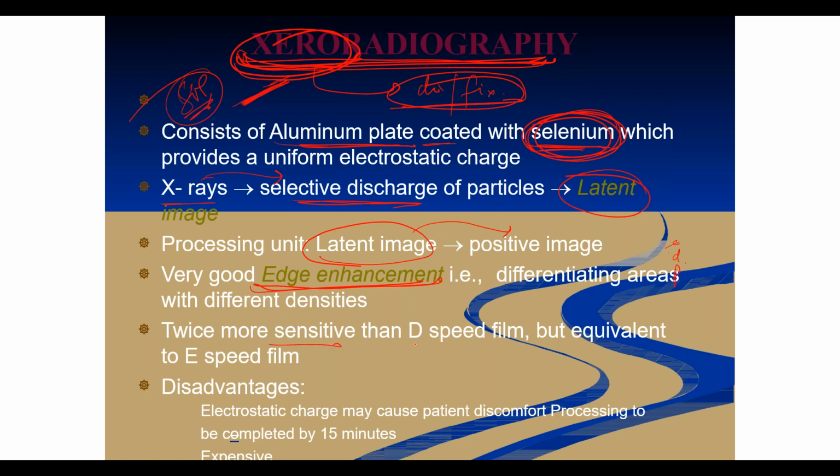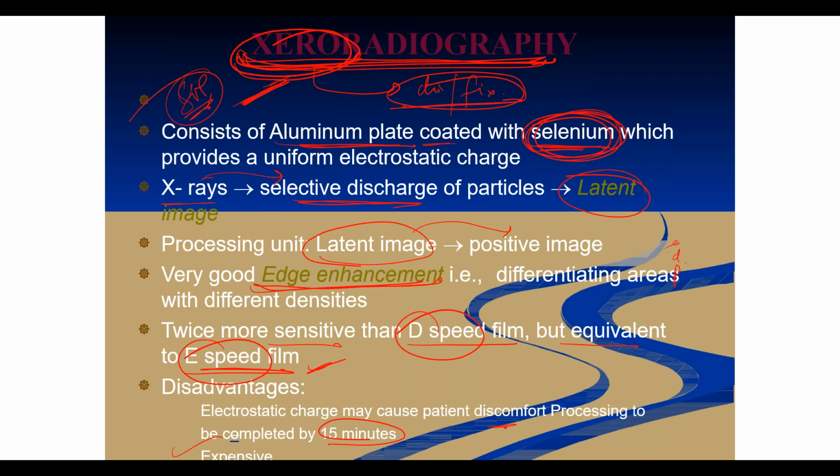It is twice as sensitive as D speed films, but equivalent to E speed films. D speed films and E speed films are varieties of your X-ray IOPAs. Disadvantages: electrostatic charges may cause patient discomfort. Because of the presence of these charges, the patient might feel discomfort. The process needs time, 15 minutes more. It is expensive. Exposure time varies according to the thickness of the plate.